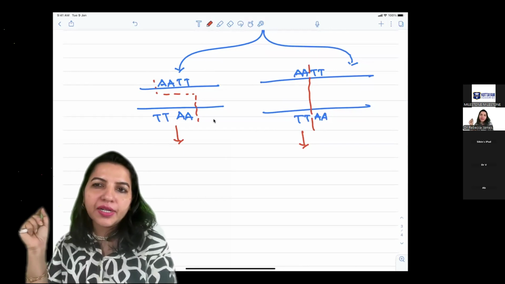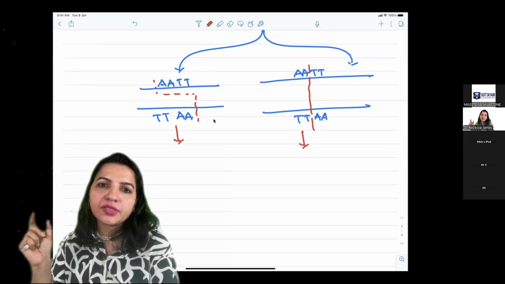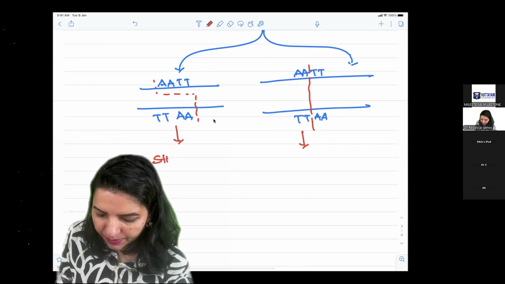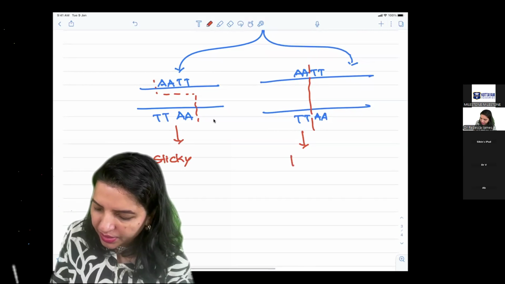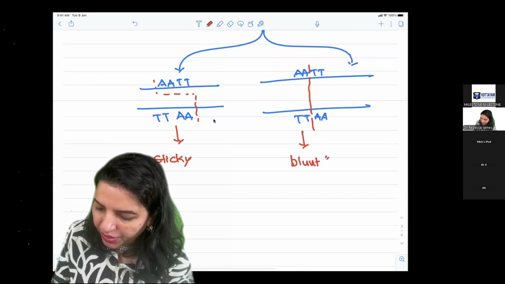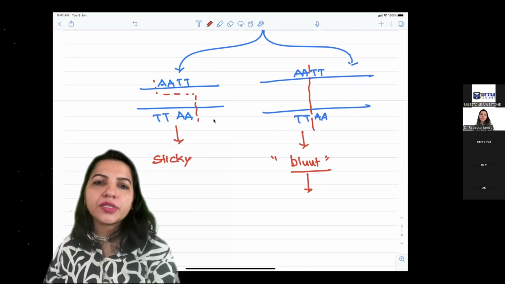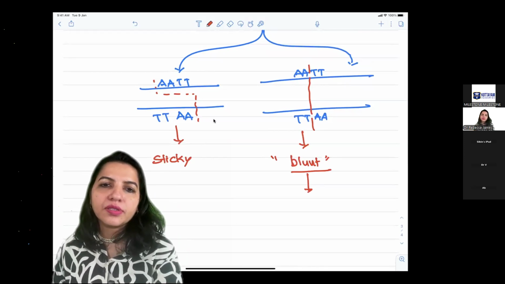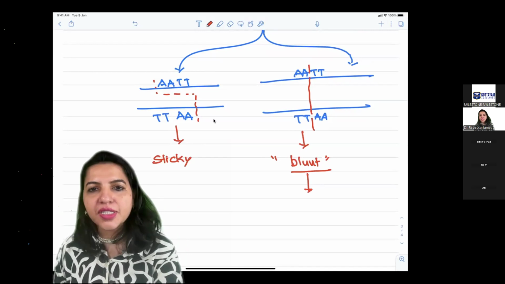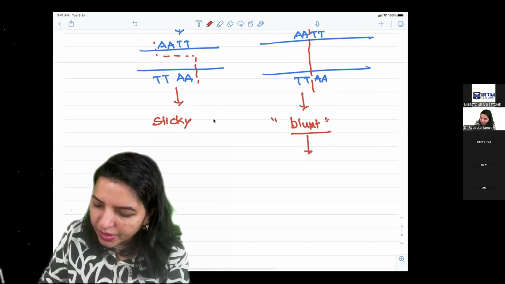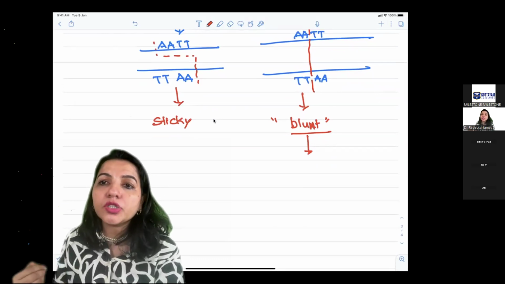Just know the names. Sometimes a question is asked: blunt end and sticky end. This is sticky, the other is blunt. Now I'll tell you one more thing. Which is more useful, sticky or blunt? Sticky is more useful. So can we convert blunt to a sticky end?